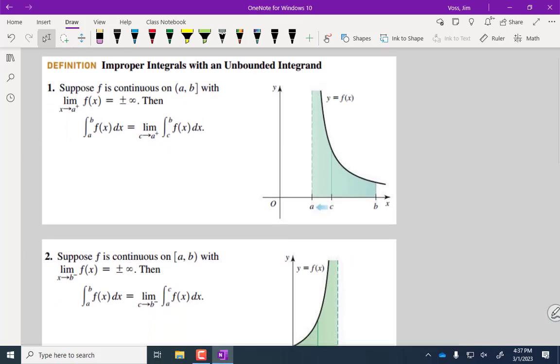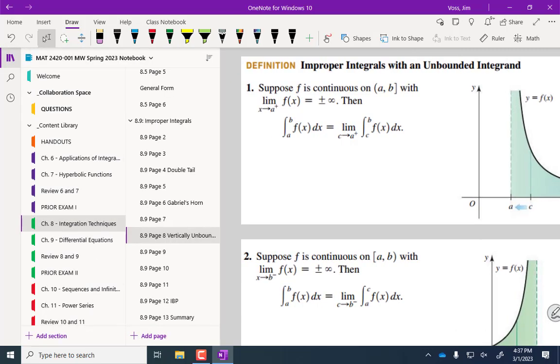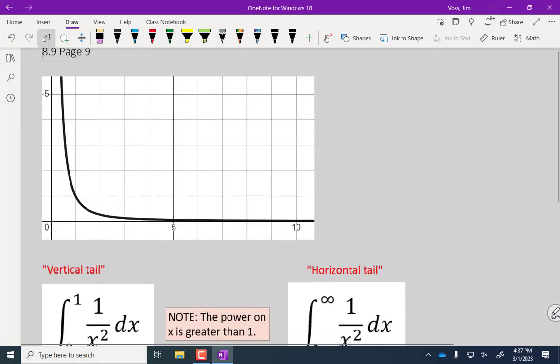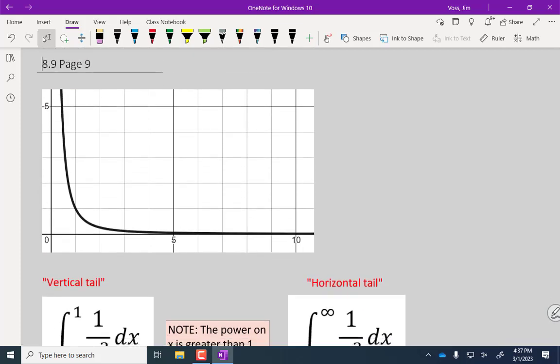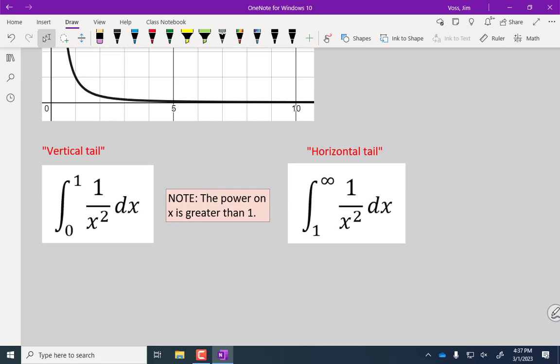Hold on tight. All right, so vertical is a little bit harder because you don't see infinity in the limits. Let me just jump to the next slide for a moment. So when we look here, here's a picture of 1 over x squared. If we integrate from 0 to 1, we have this vertical tail, and nowhere in the integral do you see infinity. You don't notice that it's an improper integral by just looking at the limits. Whereas a horizontal tail, it's obvious because you have the infinity right in the limit.